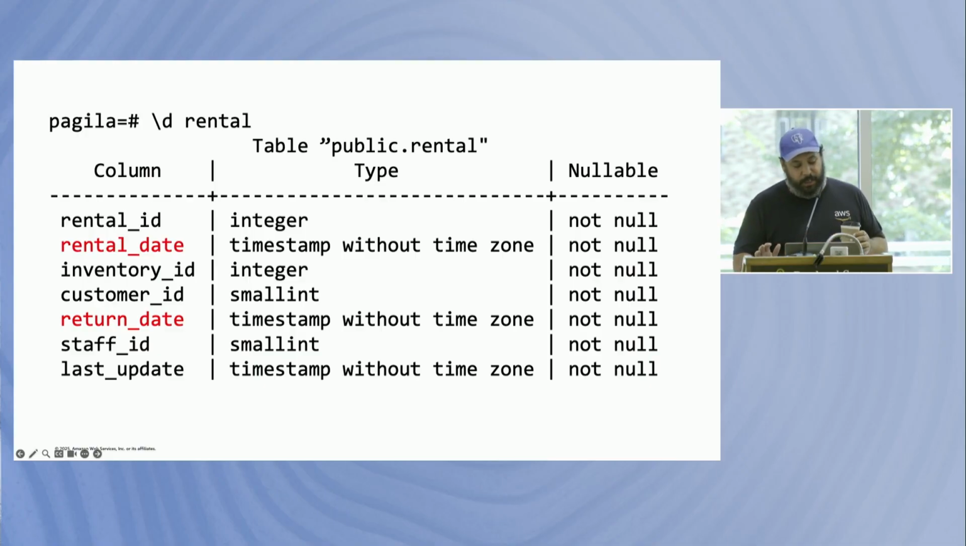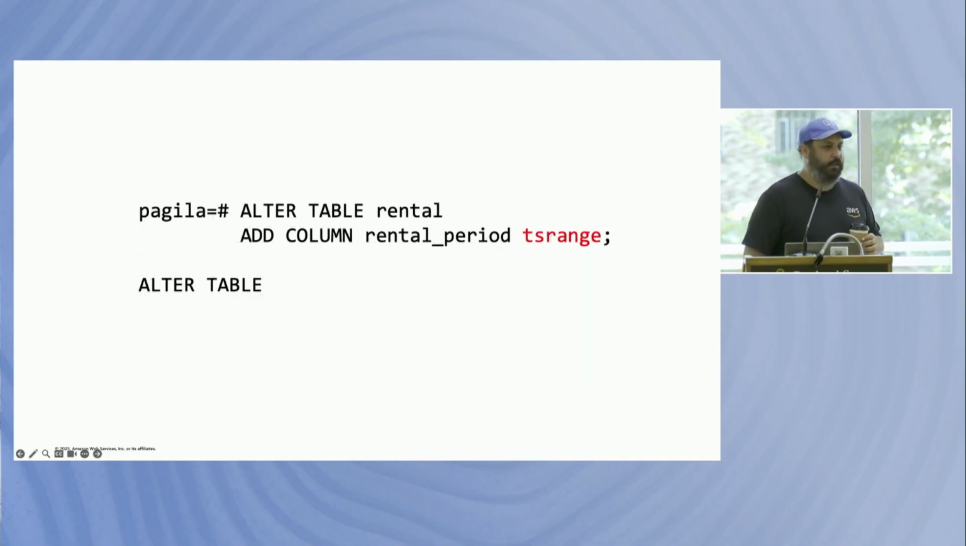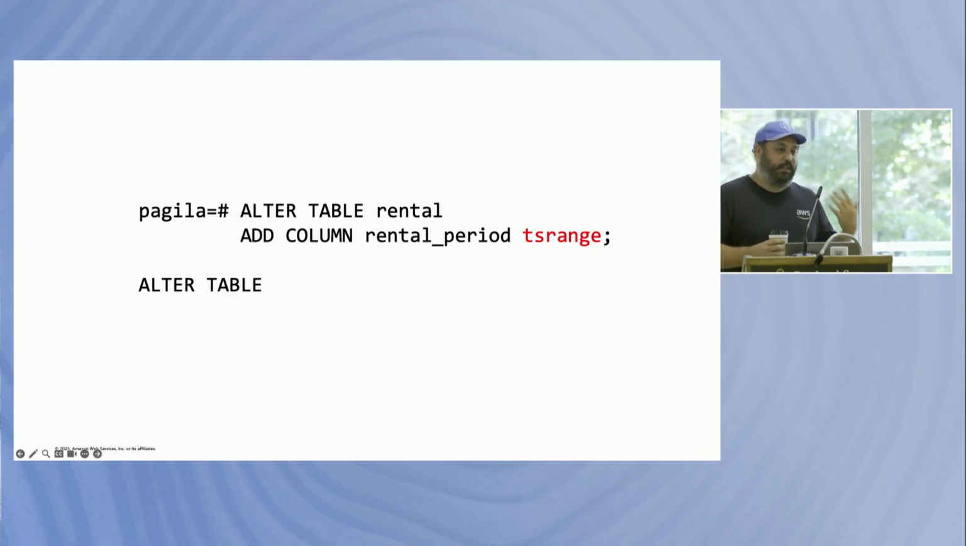But the new hipster way, or as I like to call it, the Portland way. The Portland way to do this, and actually I think it's true because Jeff Davis worked on this, I think he lived in Portland when he did this work. So this really is the Portland way. Okay, so the Portland way to do this would be to do an alter table on your rental table and add a column rental period. And this is going to use this magic TS range that we have highlighted here, which essentially means timestamp range.